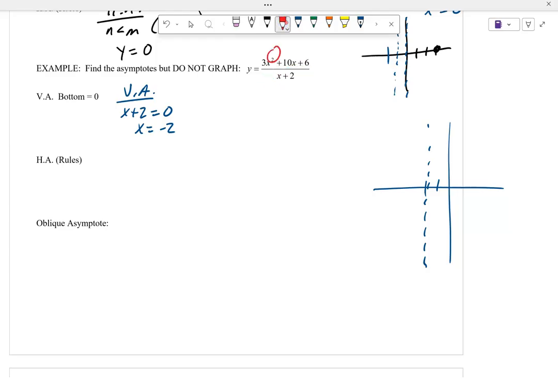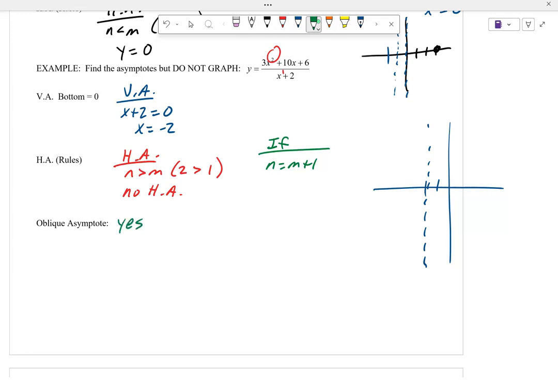The degree of the bottom is 1. If the degree of the top is greater than the bottom, right? The degree of the top is 2, the degree of the bottom is 1, then there's no horizontal asymptote by our rules. Now, if the degree of the top is only 1 more than the bottom, which it is, there's only a difference of 1 there, then I will have an oblique asymptote. So yes, we will have an oblique asymptote.